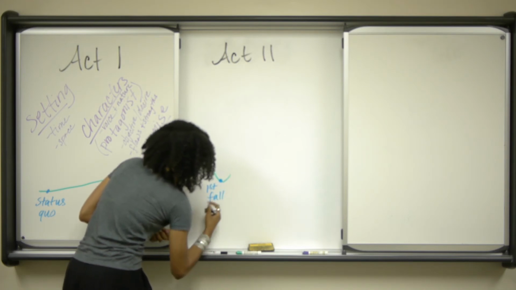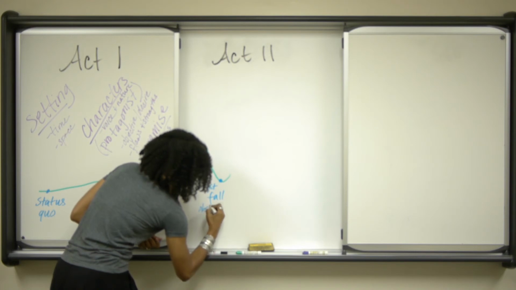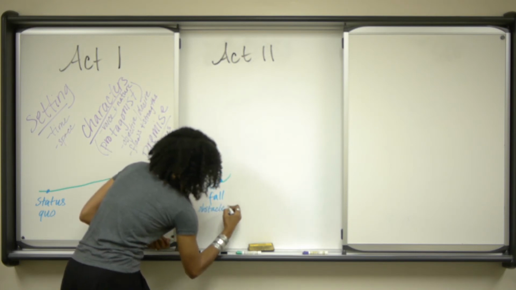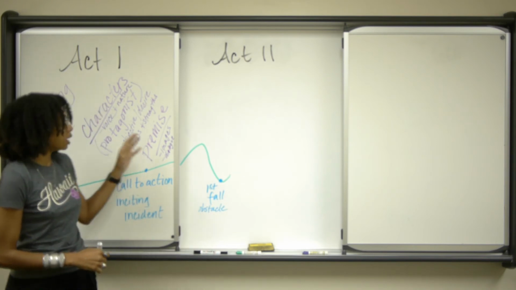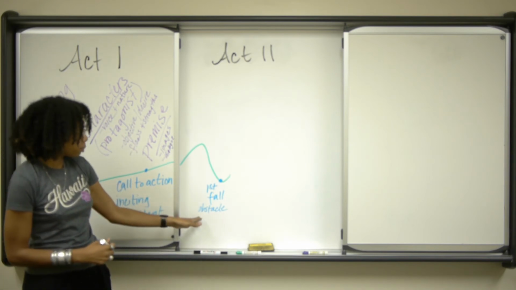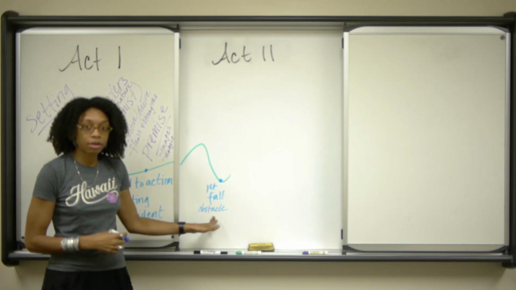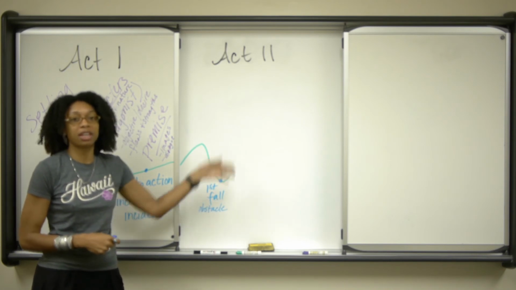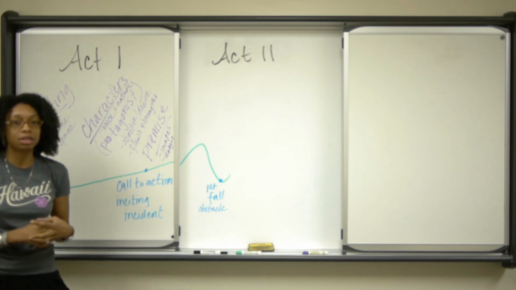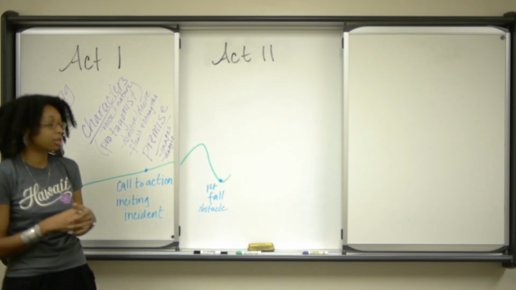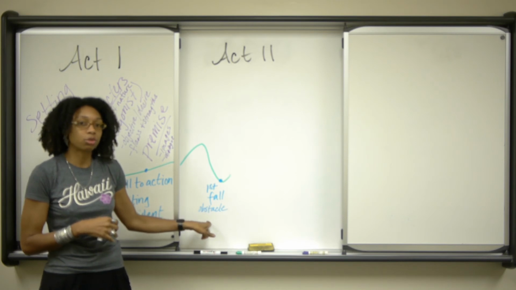This first fall is a particular obstacle that has caused the character not to achieve their goal. This obstacle could be an antagonist. So in our action film, why didn't the protagonist get the terrorist? Because the antagonist himself escaped the situation. He's his main obstacle. The antagonist is providing the obstacles and difficulties for the protagonist to achieve their goal.